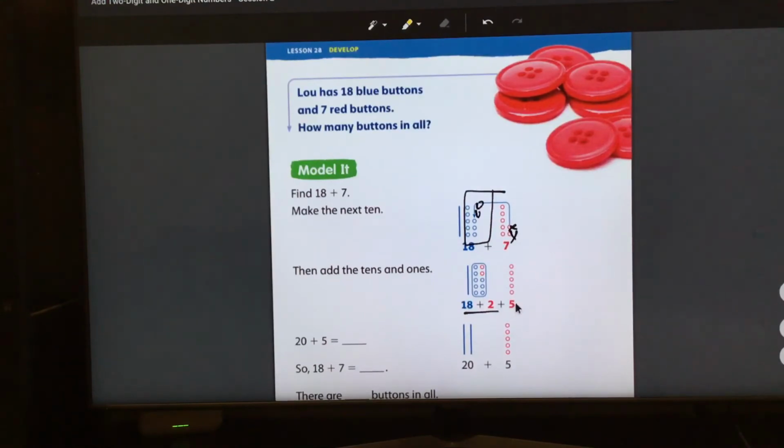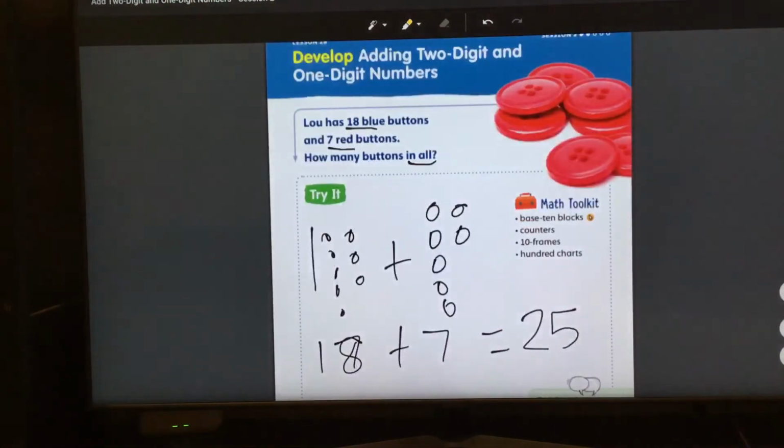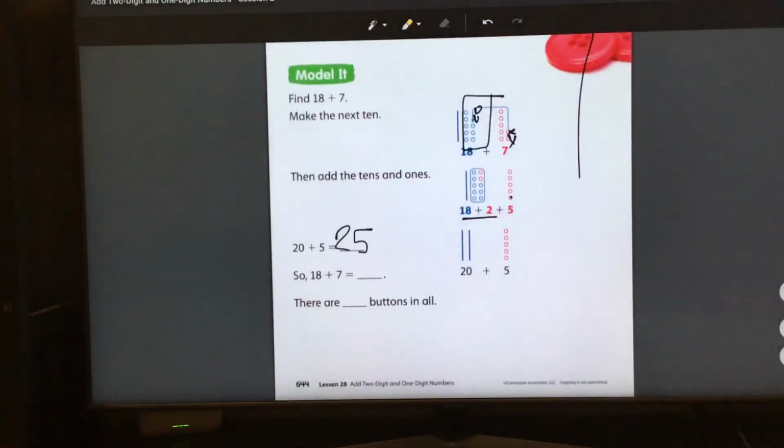Plus 5. We still have the 5 ones left over. We cannot forget about those. Okay, so 18 plus 2 is 20. That's why this says 20 here, plus 5. So 10, 20, 21, 22, 23, 24, 25. 20 plus 5 equals 25. So 18 plus 7 equals, oops, we did that right here. It's the same thing. 18 plus 7 equals 25. There are 25 buttons in all.